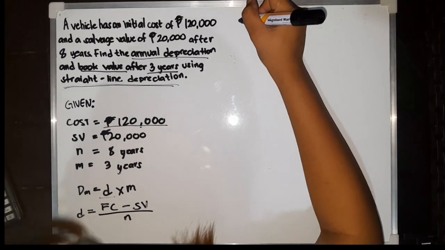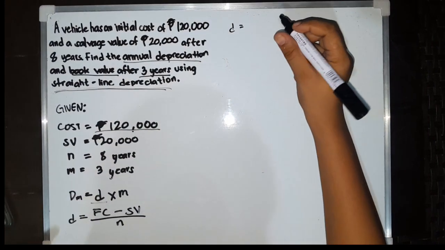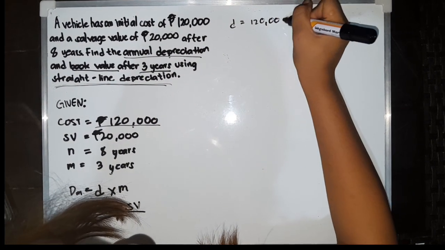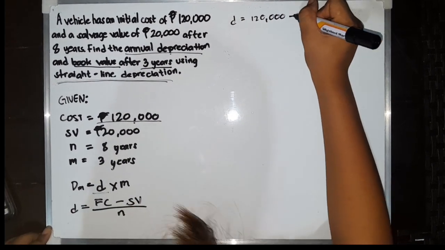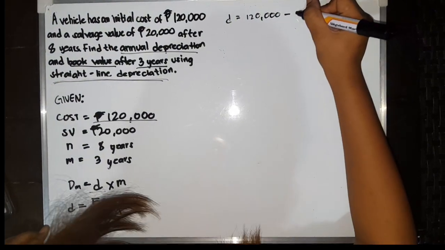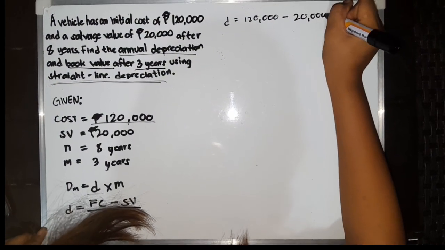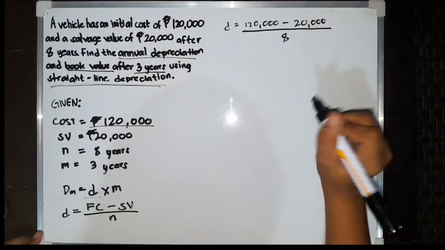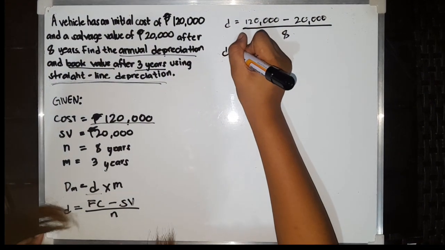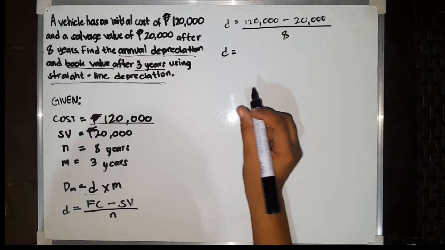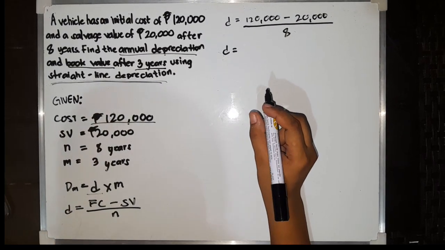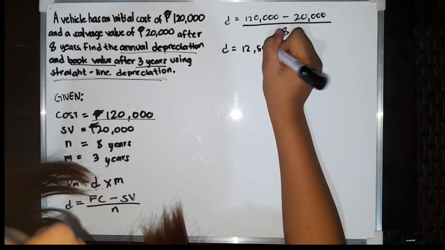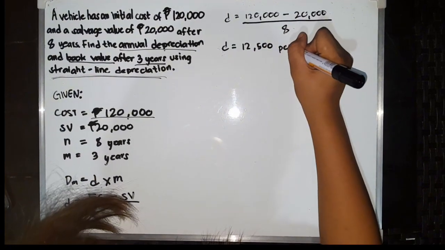So D is equal to the first cost, which is 120,000 pesos, minus the salvage value, which is 20,000, over the useful life, which is 8. So 120,000 minus 20,000 over 8 is equal to 12,500 pesos per year.